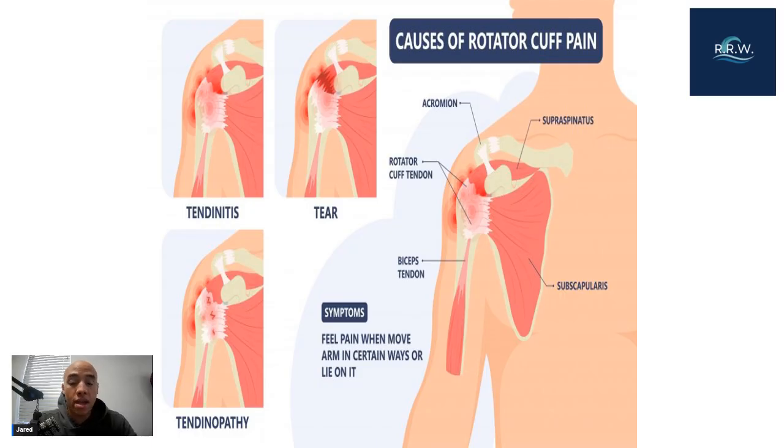And then that can also progress to a full-blown tear, right? So where we have a separation of the tendon. Now, this is not like what most people think, right? And I explain this all the time. I'm going to grab a sheet of paper here.